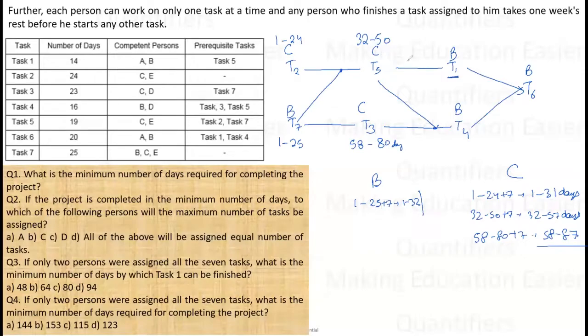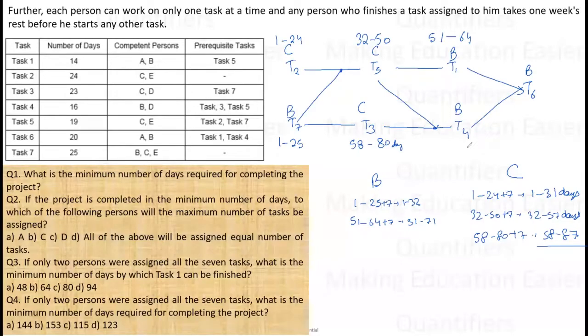Here in 50 days this has finished, so B will start this as soon as possible. So from 51 it needs 15 days. Task 1 needs 14 days. 51, 14, 65. So it will be up to 64 days. So B is now occupied from 51 to 64 plus 7. 51 to 71 days basically. Okay. Now it will start this task.